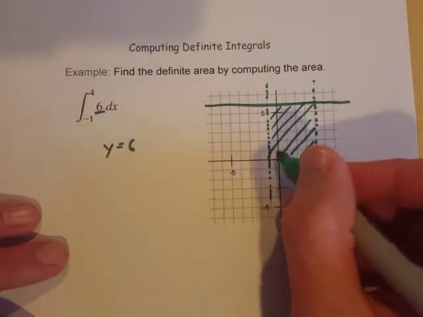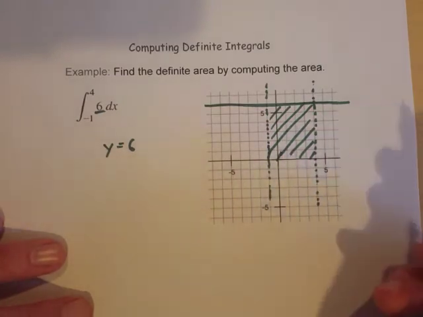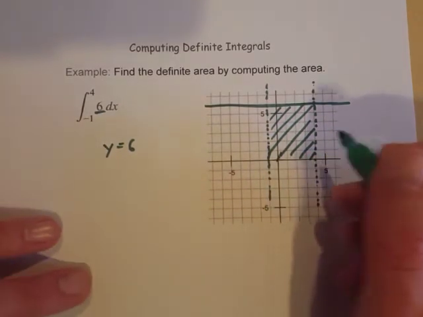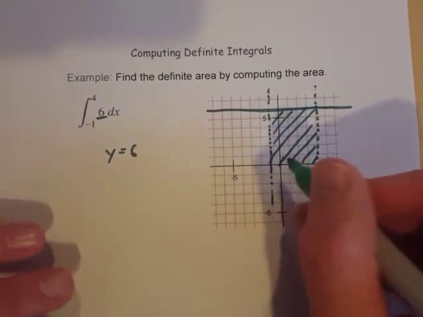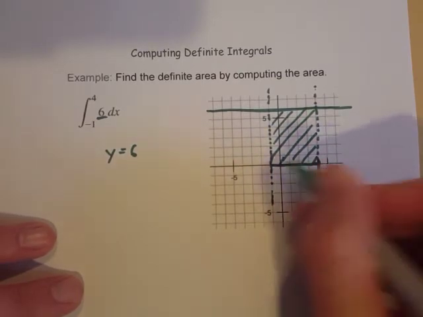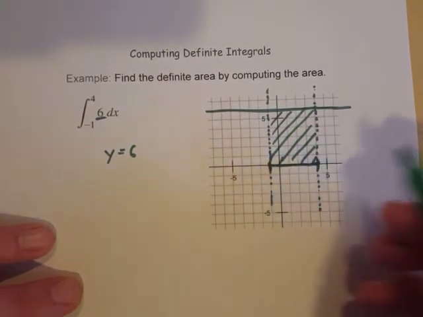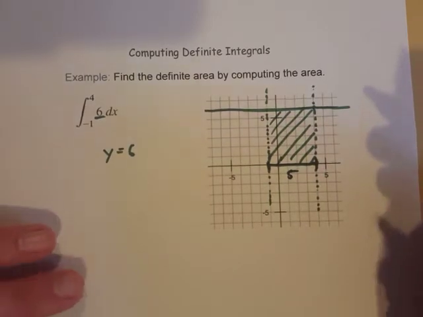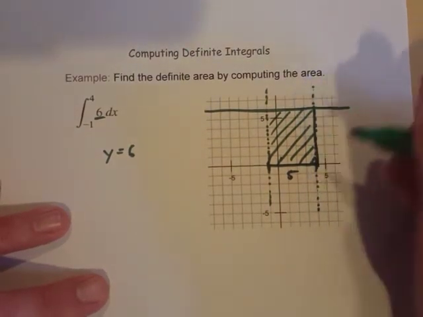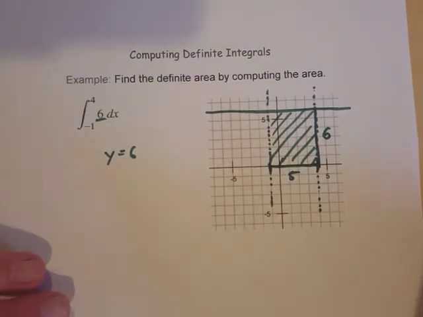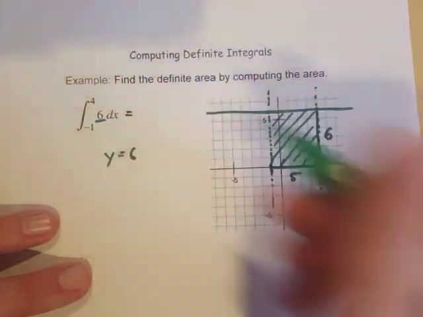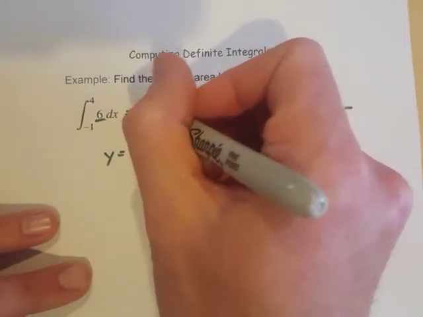Now, since that's such a nice, neat geometric shape, we can simply find out the dimensions of it. So from here to here, we have a total of 5 units. And then we know that from here to here, we have 6 units. And so our area in this case is just going to be 5 times 6.